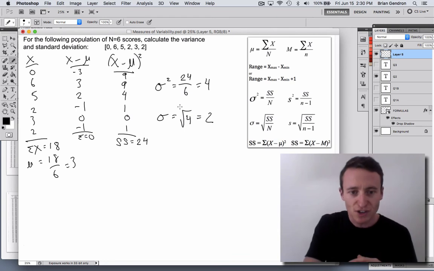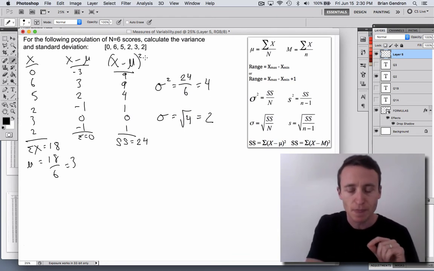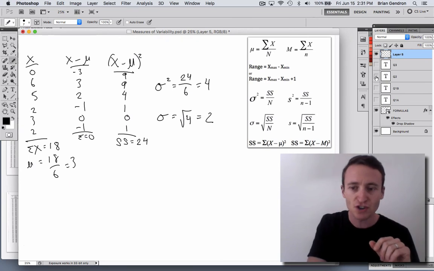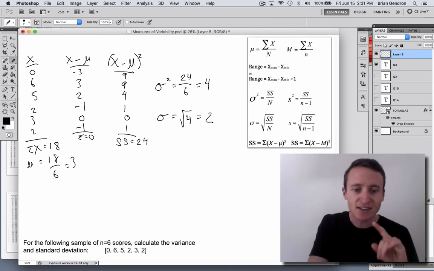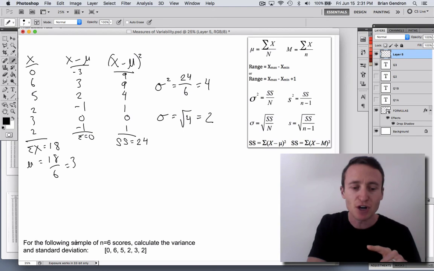Okay, so what we just did here is we calculated these values for a population of scores. Now let's look at one final question, which is when you have a sample of scores. What I wrote down here is the exact same question, except I'm turning it into a sample. It says: for the following sample of n equals 6 scores, calculate the variance and standard deviation.